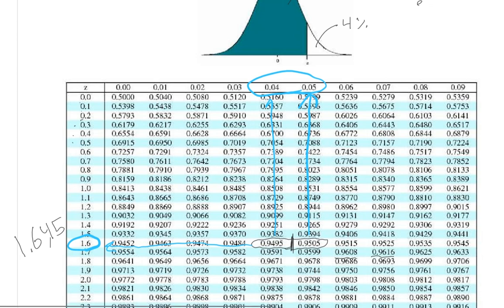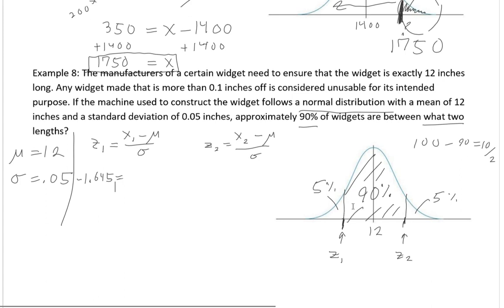Now, that may seem kind of weird to you, that one was just the positive version of the other one. However, it's basically trying to think about something like the empirical rule and symmetry. If there's 5% below one number and 5% above another number, then that means they should be the same distance away. So this z-score is the same distance as this z-score. This one just has a positive 1.645 here.